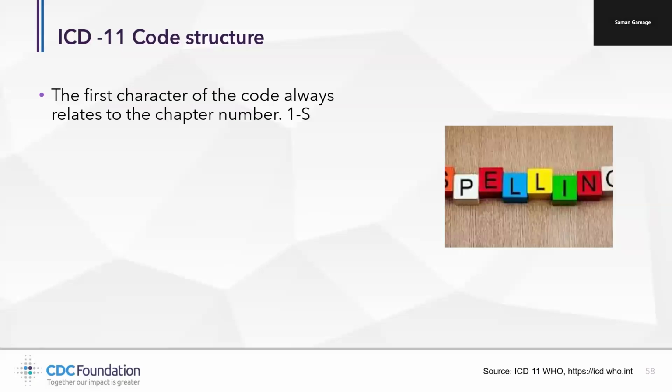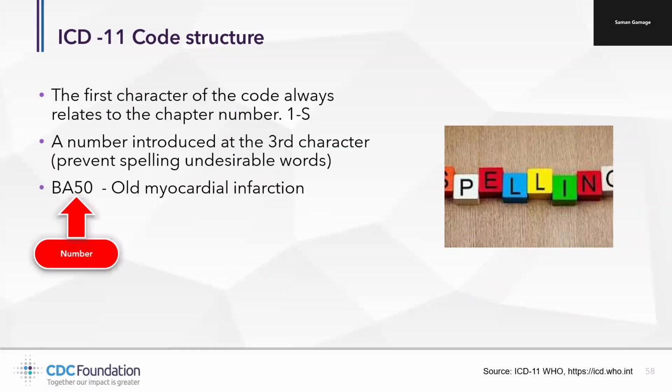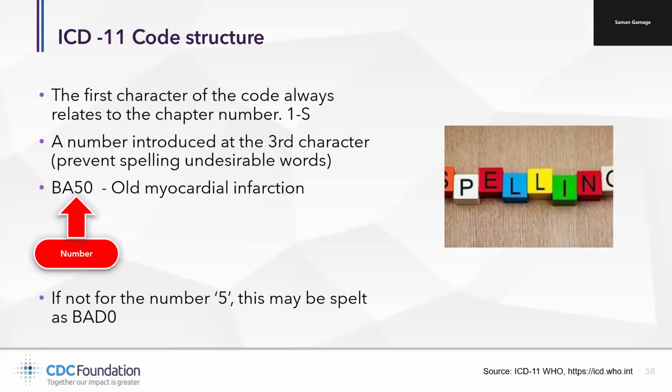Talking more about ICD-11 code structure, the first character of the code always relates to the chapter number, 1 to S. A number introduced at the third character prevents spelling undesirable words. For example, BA50, old myocardial infarction. So this is a number at the third character position, and that prevents 2 or 3 letters coming together and pronouncing some undesirable words.